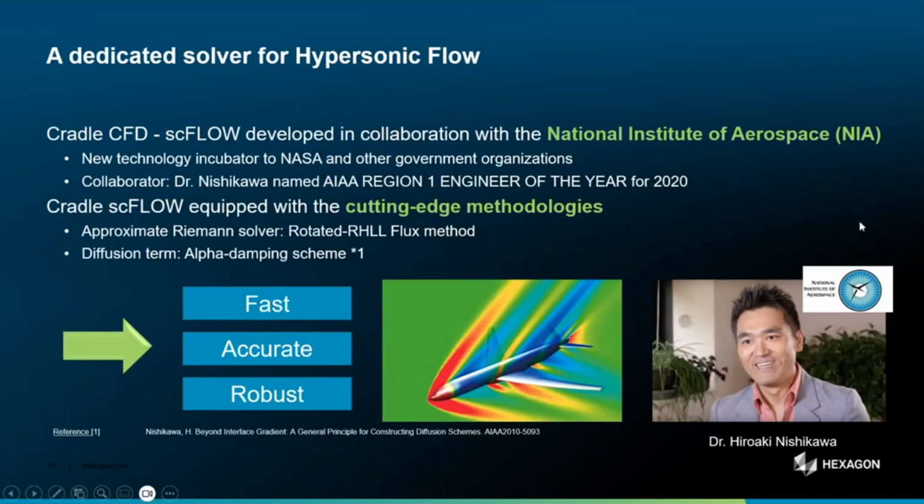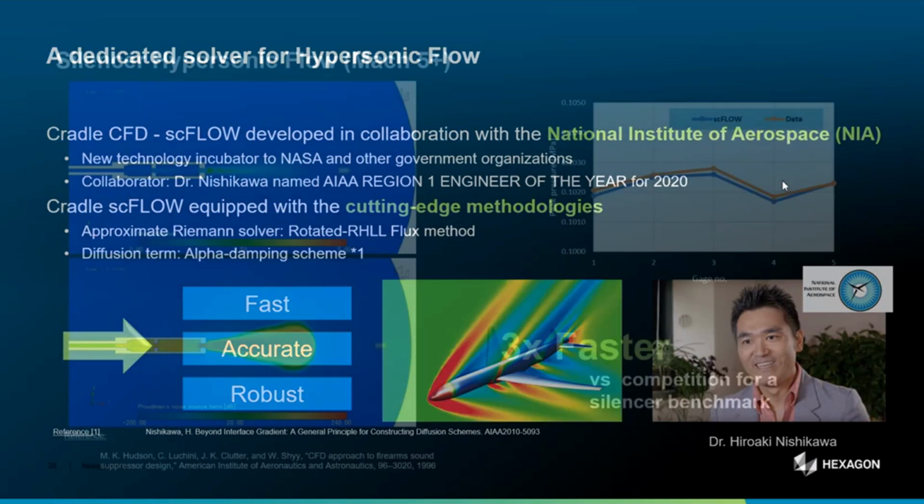And this is what we have developed here with Dr. Nishikawa, working at the National Institute of Aerospace in the US, because not only we need fast calculation, we need accurate solution, but we need also robustness. As I said, high speed, very high gradients to consider, so you need to get a robust solution, otherwise you will always have to come back to the model, tweak some parameters, try again, and so on and so on. So you need a robust solution. This is what we have.